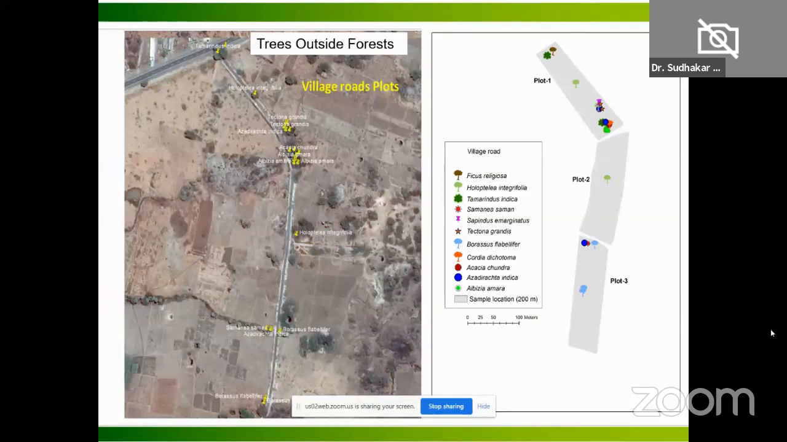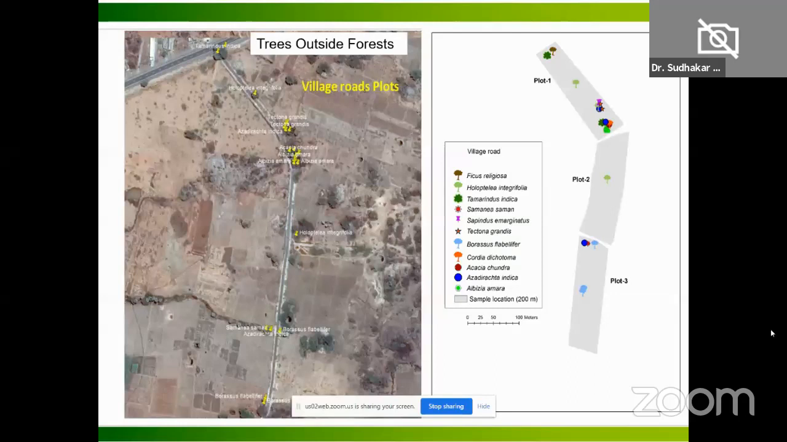So, if you have the knowledge of taxonomy and conduct a census, we can make a very good database on the distribution of tree species found outside the forest. This is one case study we did in Mahbubabad area. Within a 600 meter stretch, we found more than 10 species like Ficus religiosa, Holoptelea integrifolia, Tamarindus indica, Samanea saman, Sapindus, Tectona, Borassus flabellifer. So here we can say that even though it is a rural ecosystem, it is supporting mixed diversity, and this type of species also helps the rural economy, and we can use the species for different kinds of economic purposes.